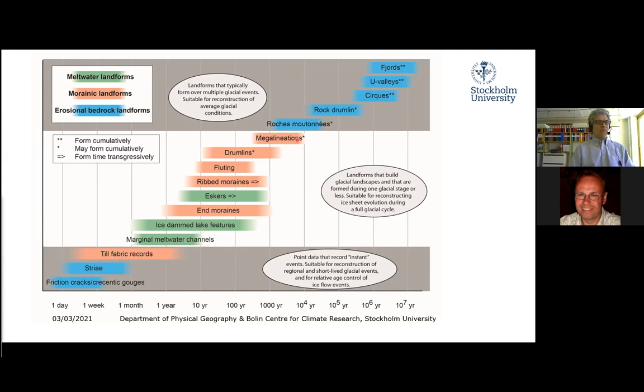There's this middle ground where there are landforms that form during one or perhaps two glaciations, and then you have a top group here where all the landforms normally take more than one glaciation to form. So, as it says here, the landforms that build glacial landscapes and that are formed during one glacial stage or less are therefore very suitable for reconstructing ice sheet evolution during a full glacial cycle. And for this particular lecture and the length that we have, this is the focus of the lecture.